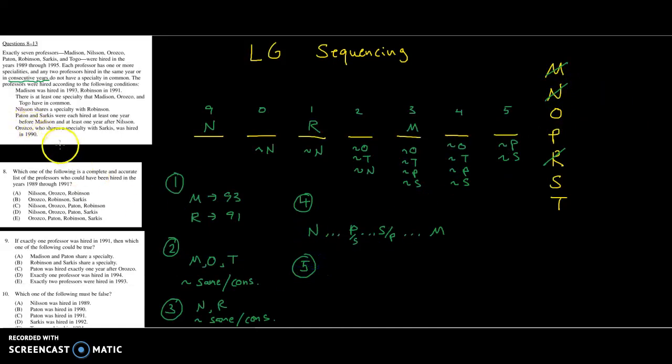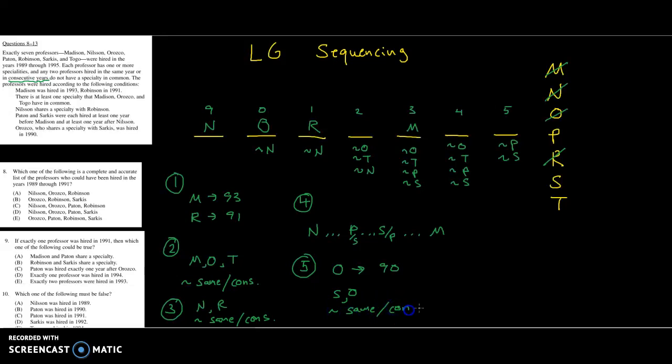It says the 5th rule is that O, who shares a specialty with S, was hired in 1990. So O has to be here in 1990. All right, so we fill that in. O, that's out. We've placed O. But we also know that O shares a specialty with S, so S has to be at least 2 spaces away from O. Right? So S and O cannot be consecutive or in the same space, right?